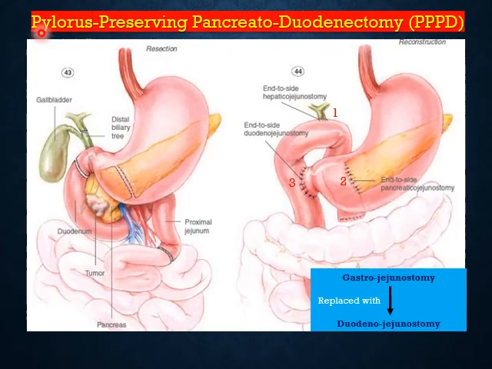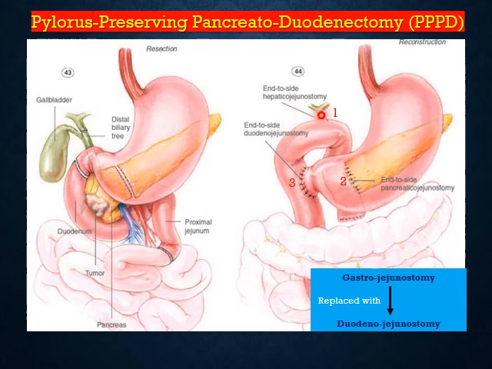Okay, in the pylorus preserving pancreatoduodenectomy or PPPD, the triple resection is still there. But instead of removing the whole stomach, the antrum and the pylorus are left behind. Therefore, the pyloric sphincter is preserved so as to prevent duodenogastric reflux. Okay, the triple bypass is also preserved.